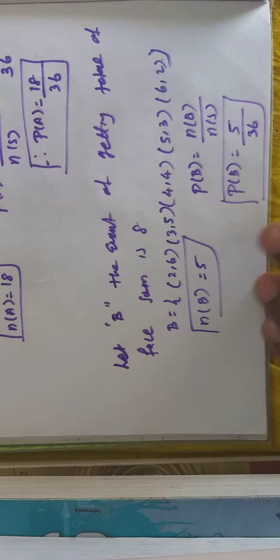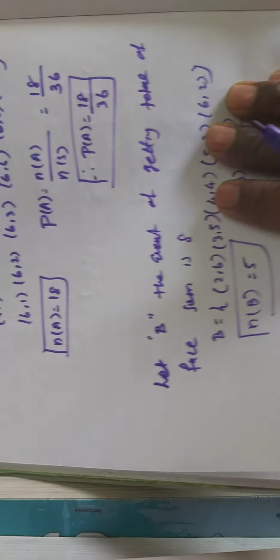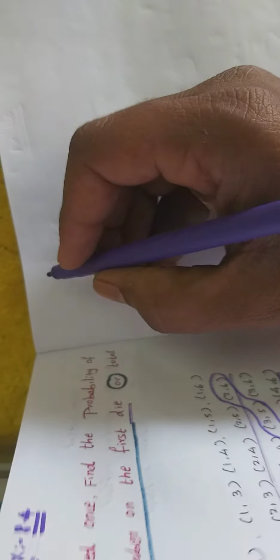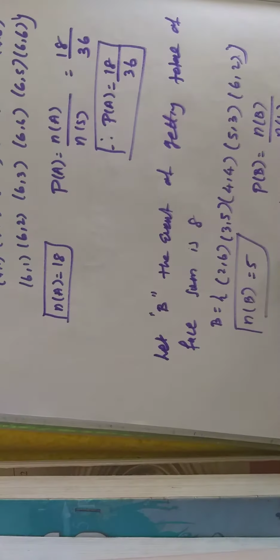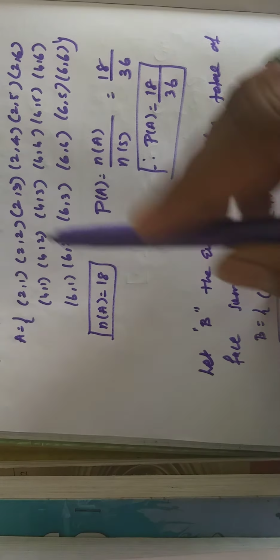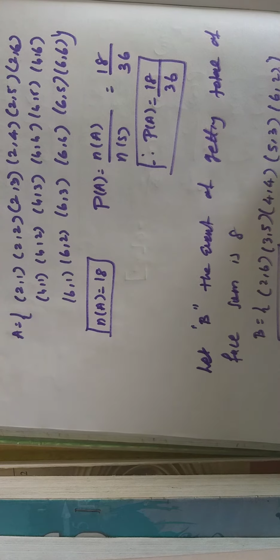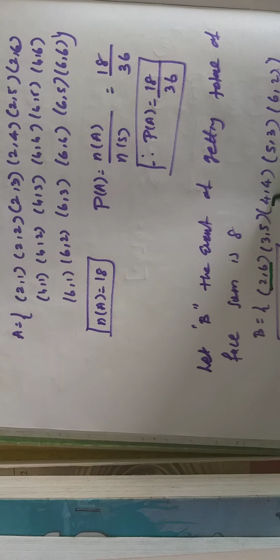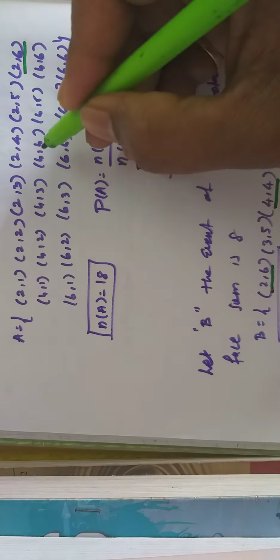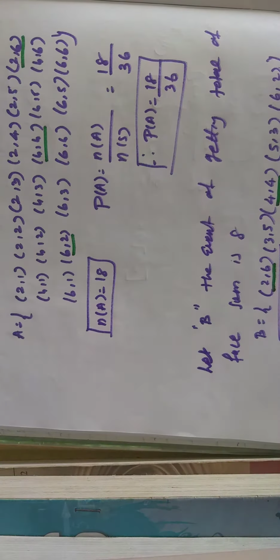Okay. Next, by addition theorem formula, you know very well. P of A union B equal to, what's the formula? P of A union B equal to P of A plus P of B minus P of A intersection B. So we got the value P of A and P of B. Now we are going to find A intersection B. That means common terms from A and B. What are the common terms from A and B? 2, 6 lies here also and here also 2, 6. 4, 4 and 6, 2. The three terms are common in both the events. This is the common term from both A and B.